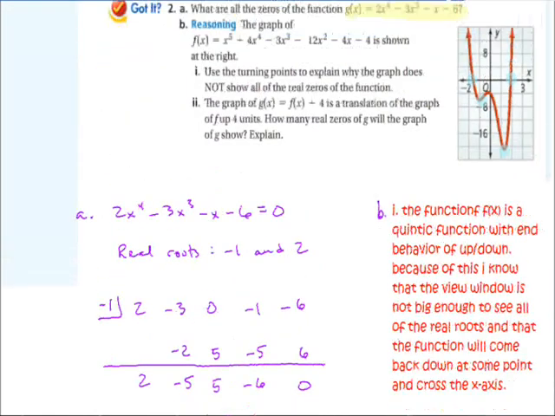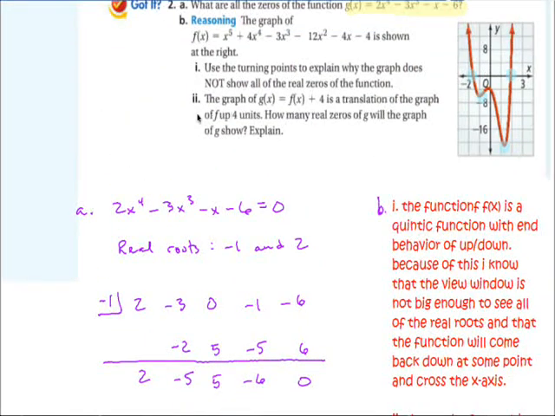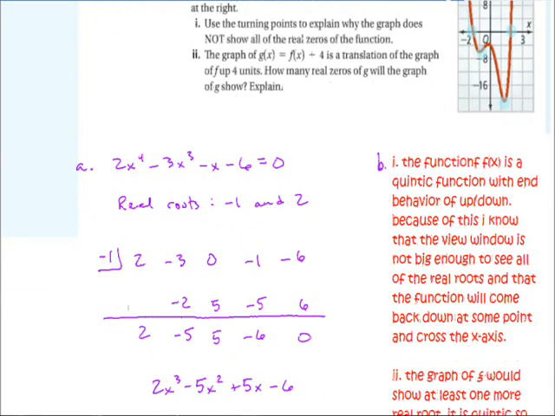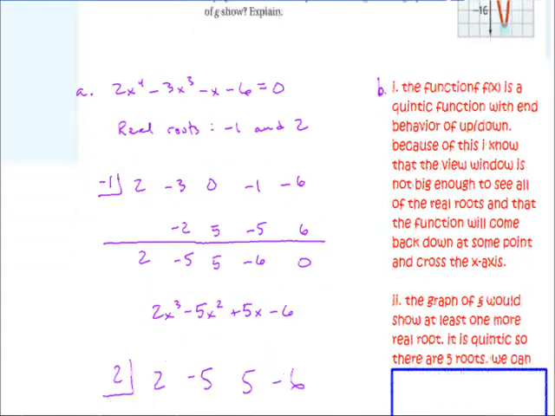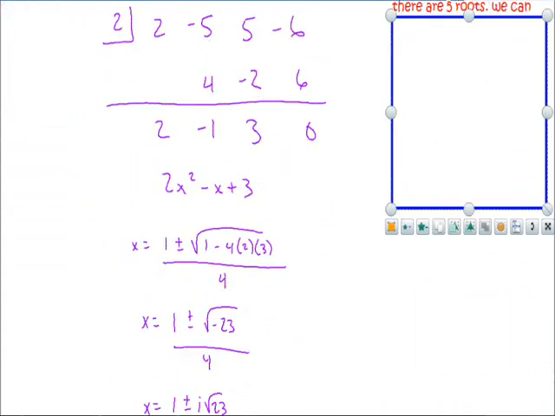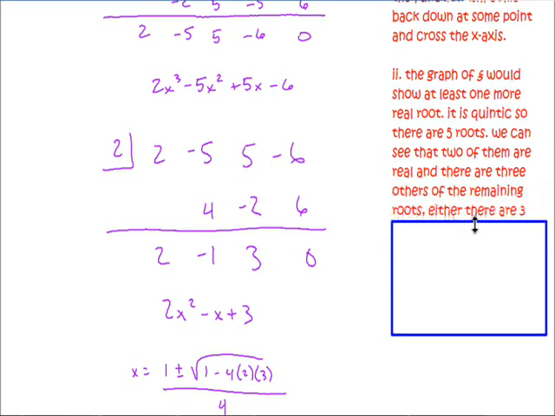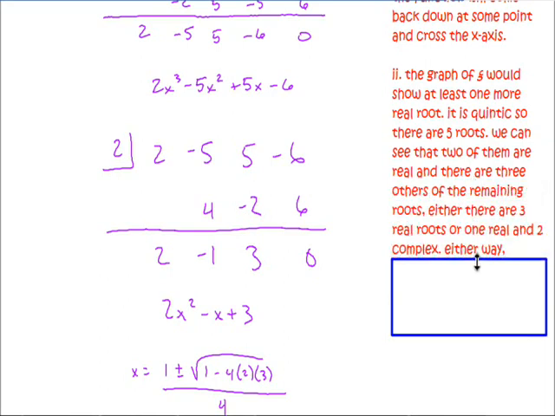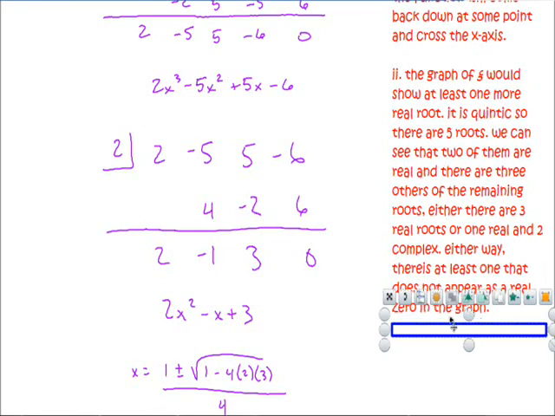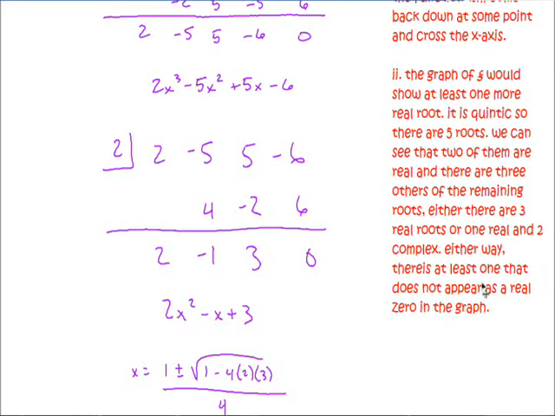The other question says, part Roman numeral 2 here says the graph g of x equals f of x plus 4 is a translation of this graph. So we're just moving it, shifting it up 4. How many real zeros of g will the graph of g have, and explain? So it's quintic, so we know it has 5 roots. We can see that 2 of them are real, and there are 3 remaining roots. Either there are 3 real roots or 1 real and 2 complex. Either way, there's at least 1 real root. There's at least 1 that does not appear as a real zero in the graph.